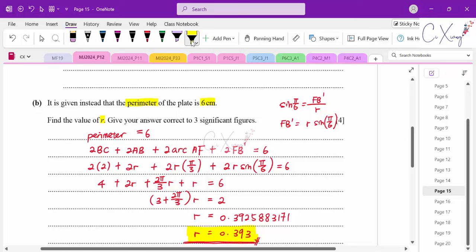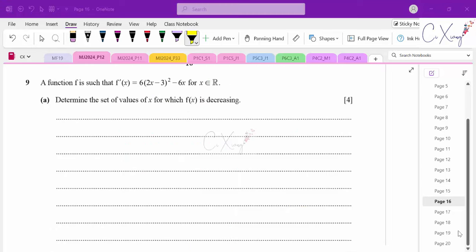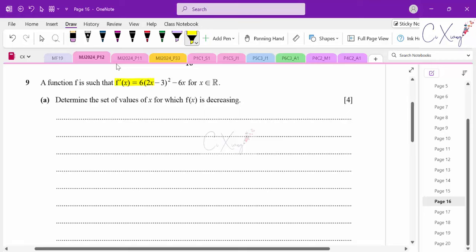So this is how we solve this question number 8. Question number 9. There's a function f and they give us the function of f prime x. So f prime x equals this whole thing. And then they want us to determine the set of values of x when f of x is decreasing.